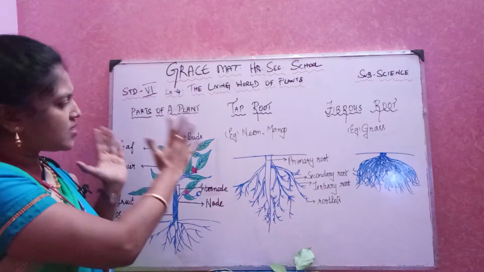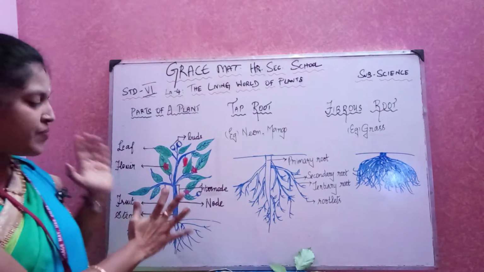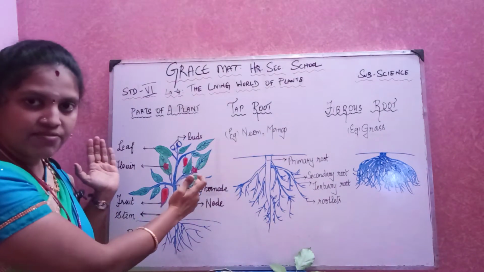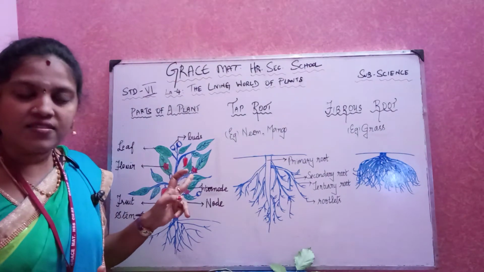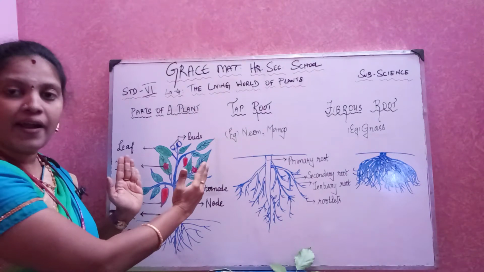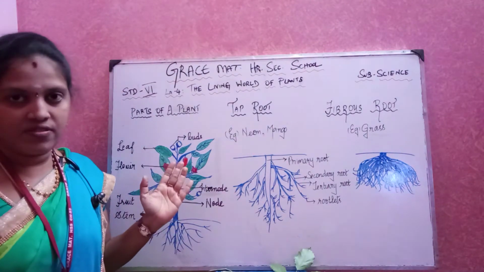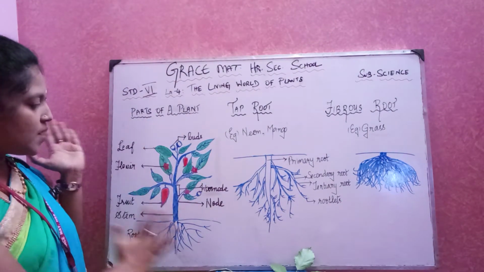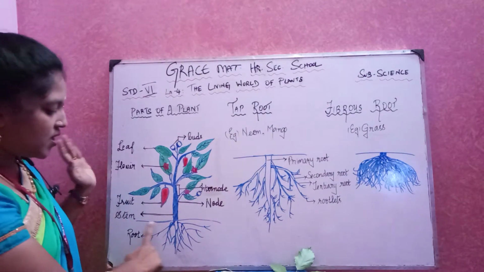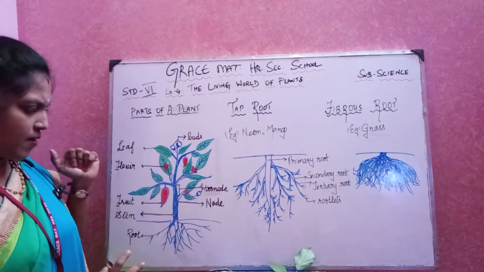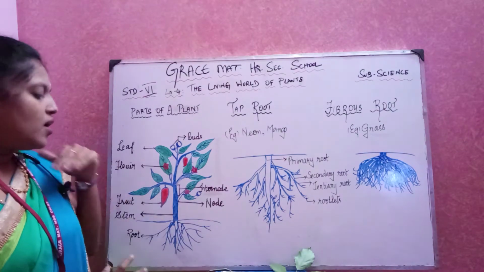So what are the things you can find in the shoot system? Yes, you could see the leaves, green leaves. Then you could see the flowers, fruits. From the stem arises the leaves. Okay children? So we are going to see about the different parts of the plant. First, the root system.